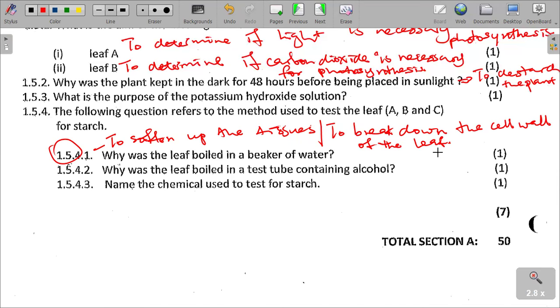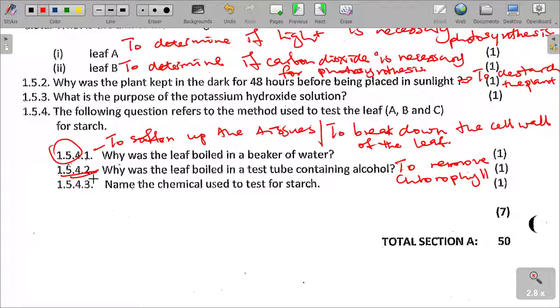Again, the next question is saying, why was the leaf boiled in a test tube containing alcohol? It is done to extract, to remove chlorophyll. Boiling in alcohol was done to remove chlorophyll. That's the reason why the leaf was boiled in a test tube containing alcohol.